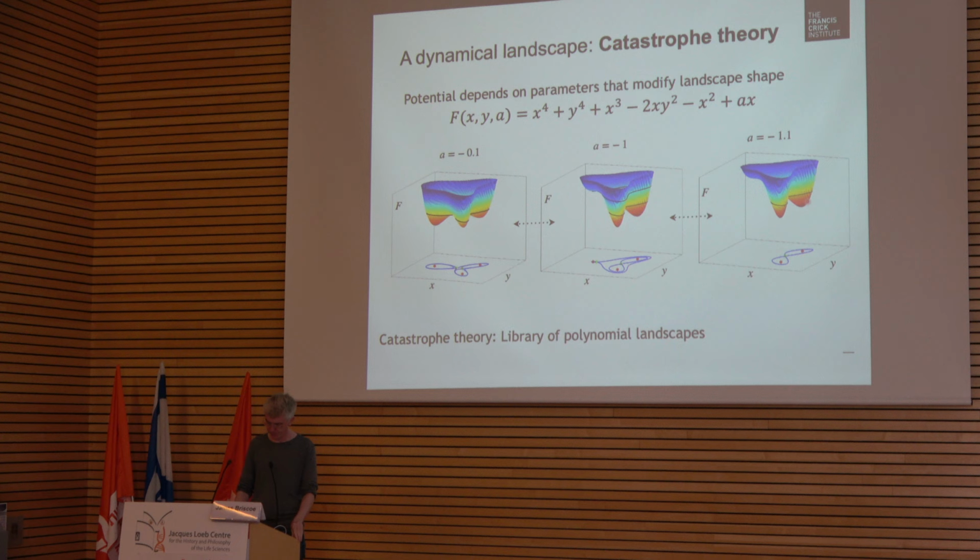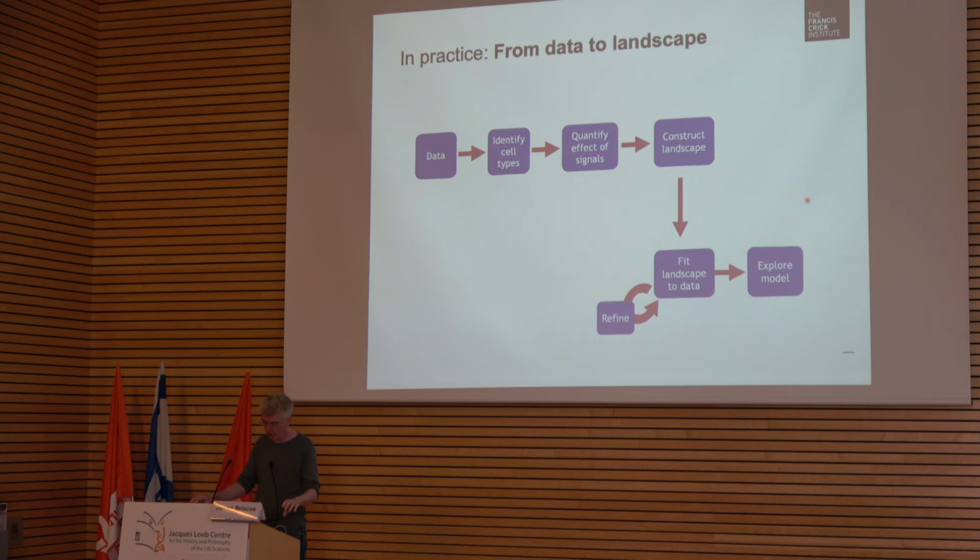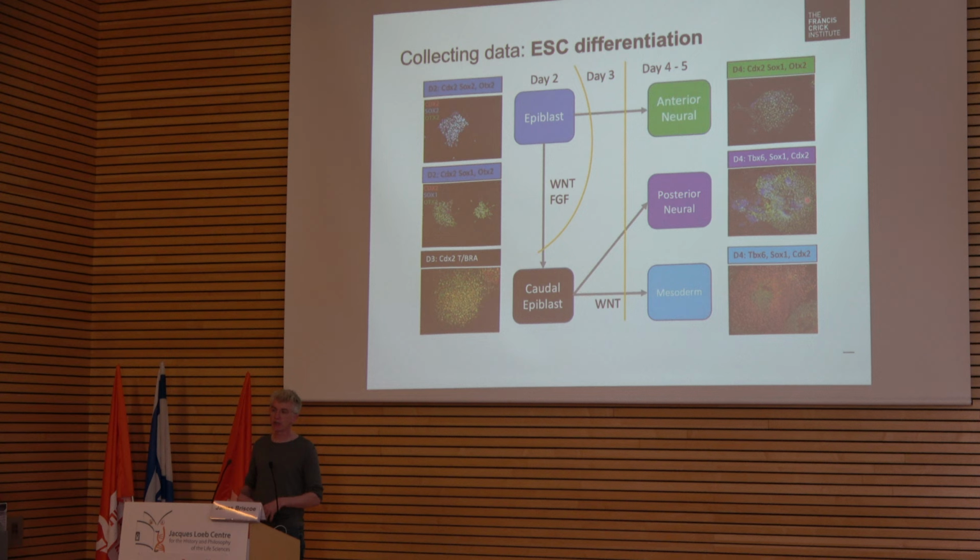Okay, so that's the theory over, that's the introduction over. What I want to outline now is what we set out to do. We wanted to take a specific developmental system where we could generate experimental data, quantify different cell types and how signals affect the cell types generated, and then construct the relevant landscape and map out how the signals affect the landscape and therefore how they generate those different cell types. So the first thing we had to do was to choose a biological system, and the system we chose was the differentiation of embryonic stem cells.